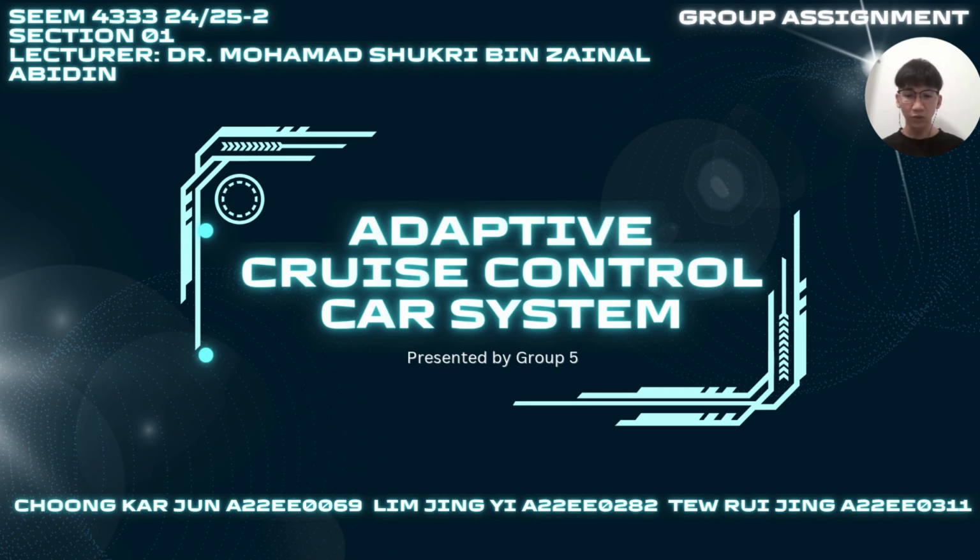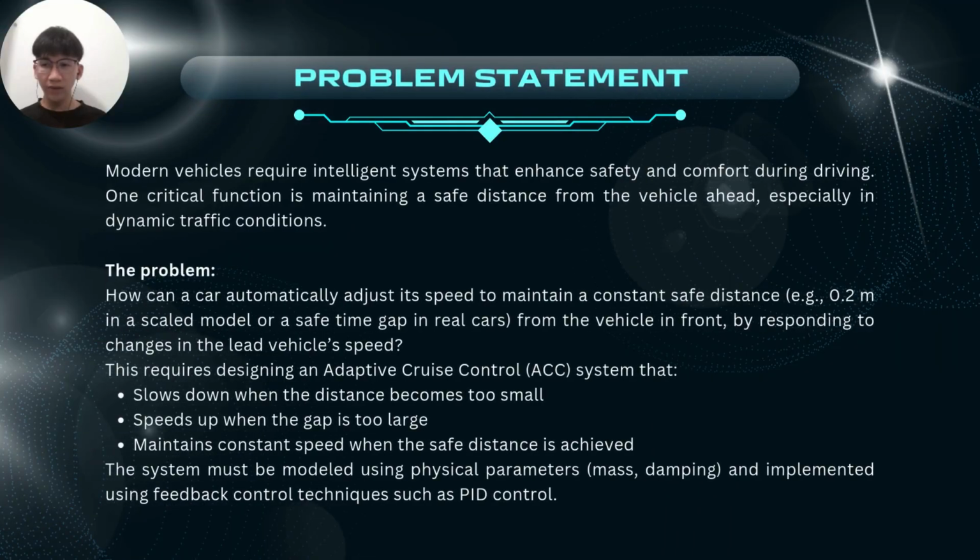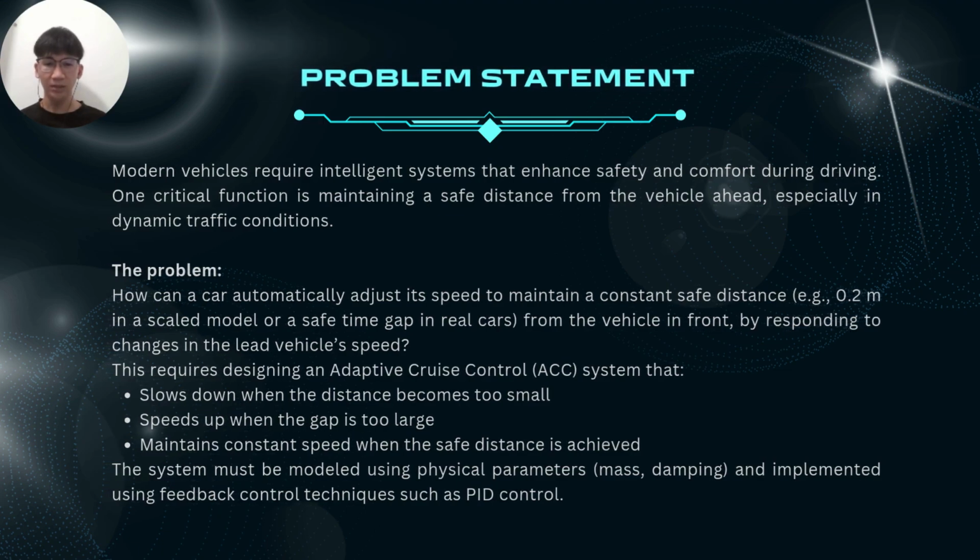Let's start with the problem we aim to solve. In modern driving, maintaining a safe distance between vehicles is essential, especially in changing traffic conditions. Our goal is to design a system that lets a car automatically adjust its speed to keep a safe distance, set at 0.2 meters in our scale model. The car should slow down when too close, speed up when too far, and maintain speed when at the right distance. To do this, we developed an adaptive cruise control system using real-time distance sensing, dynamic modeling, and a PID controller to ensure smooth and responsive speed adjustment.